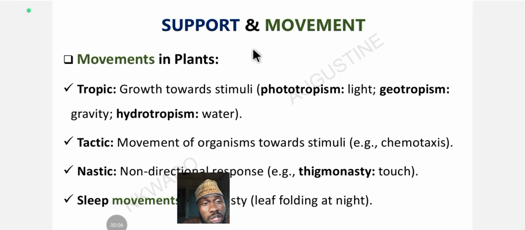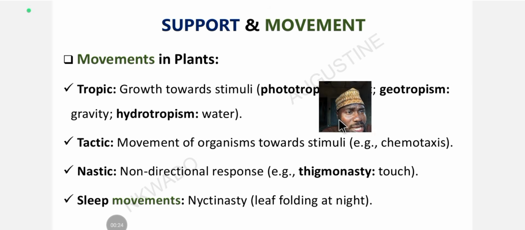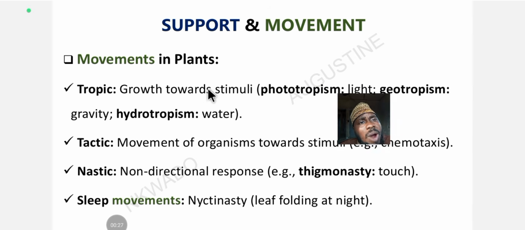Welcome to today's lecture, Jamb UTME Candidates 2026. We are looking at support and movement in both plants and animals. What supports them, and what enables them to move in both plants and animals? The first thing we are looking at here is movement. What is movement? Movement is transitioning from one point to another. You change position from one point to another, and that is called movement.